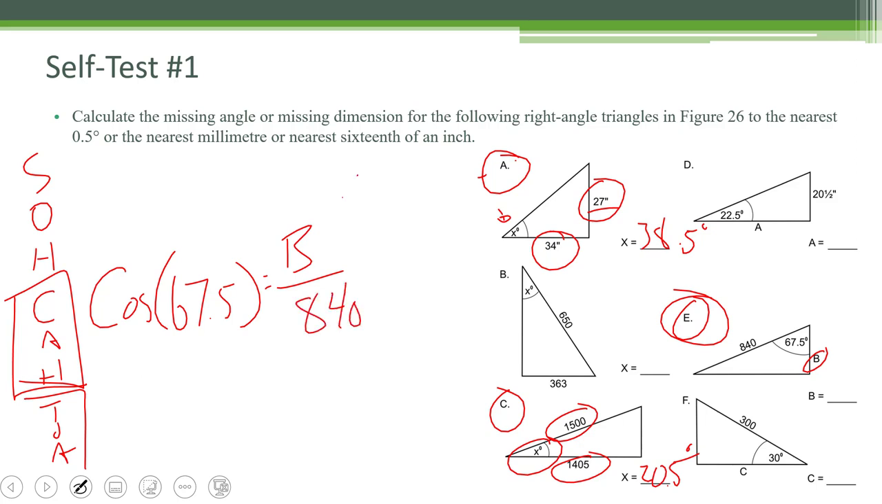So again, to find B, I just multiply these two together. So it'd be 67.5 cos times 840, and you should get 321.45 something. It is saying the nearest millimeter, so I guess it's just 321.